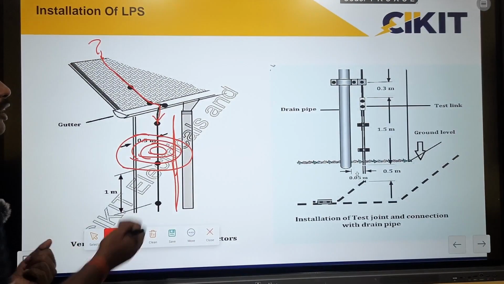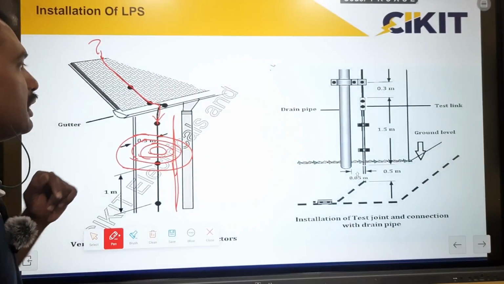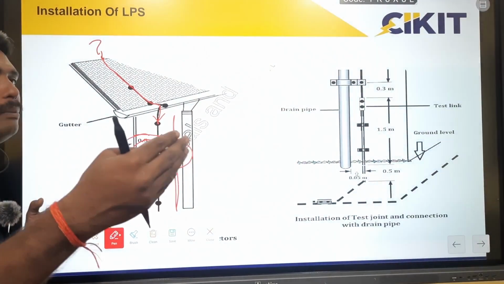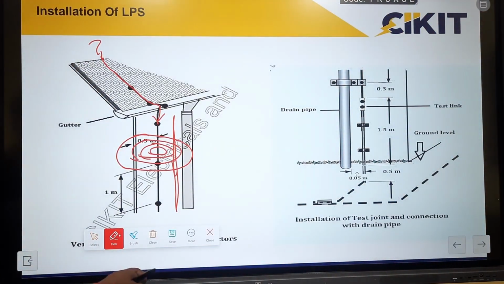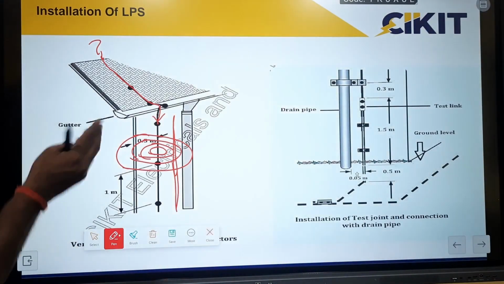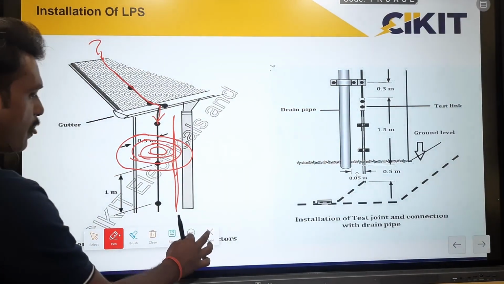So we need to maintain some distance between this power line and data line from this down conductor. So this down conductor should not be laid along with this power line or data line. So that has to be kept in mind while laying this down conductor system.